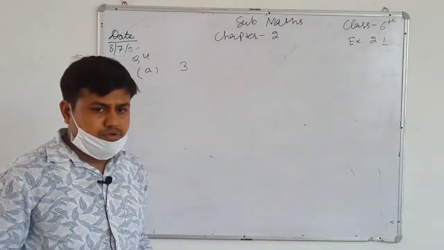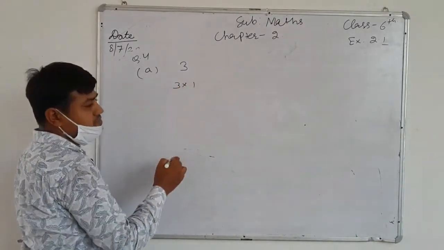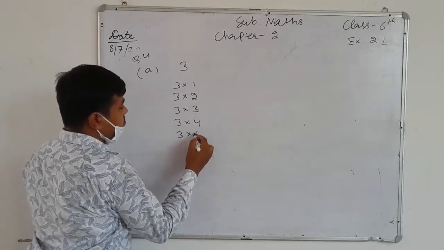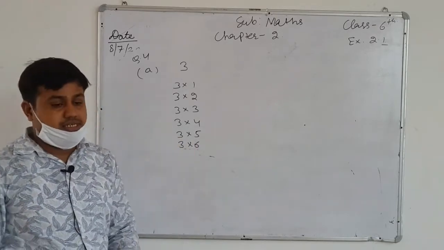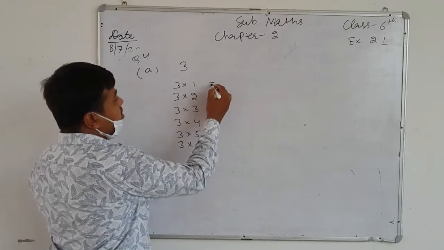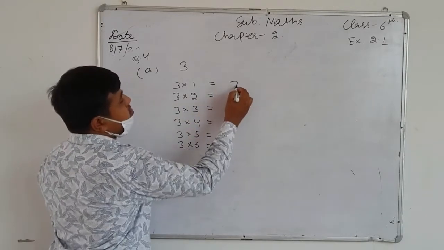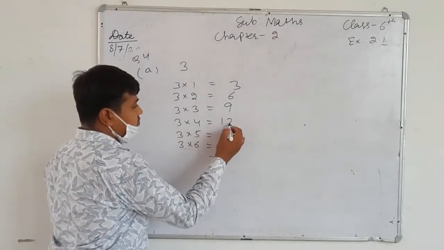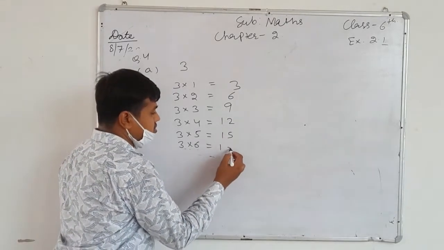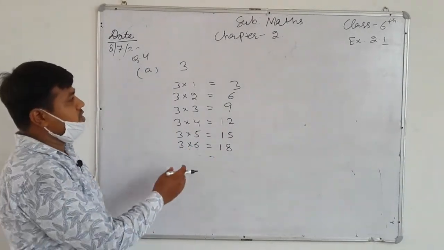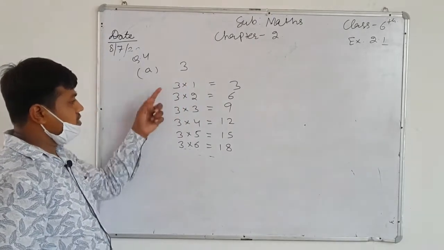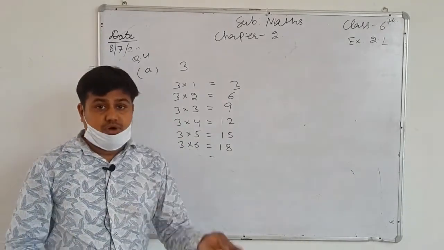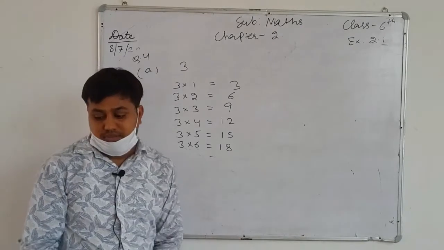So what we have to do? We multiply 3 firstly by 1, then 2, then 3, then 4, then 5, then 6. We have the 6 multiples of 3 like this: 3 1 ja 3, 3 2 ja 6, 3 3 ja 9, 3 4 ja 12, 3 5 ja 15 and 3 6 ja 18. Easy question. If we have to find more multiples, then multiply 3 by other numbers.